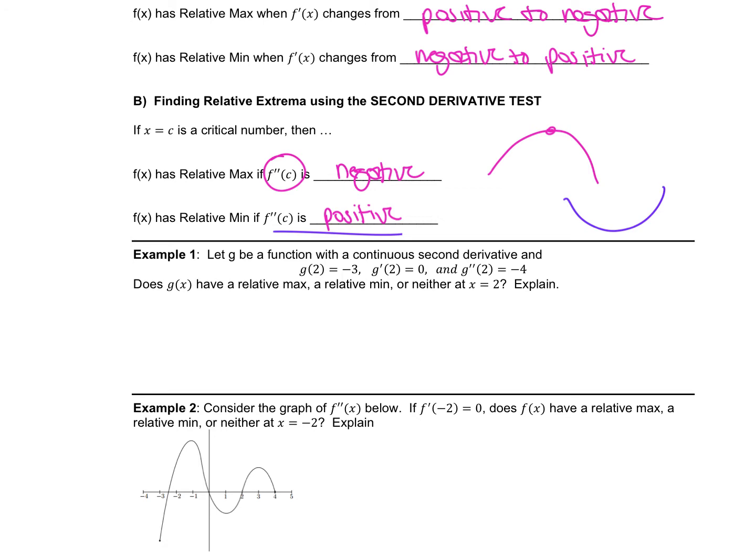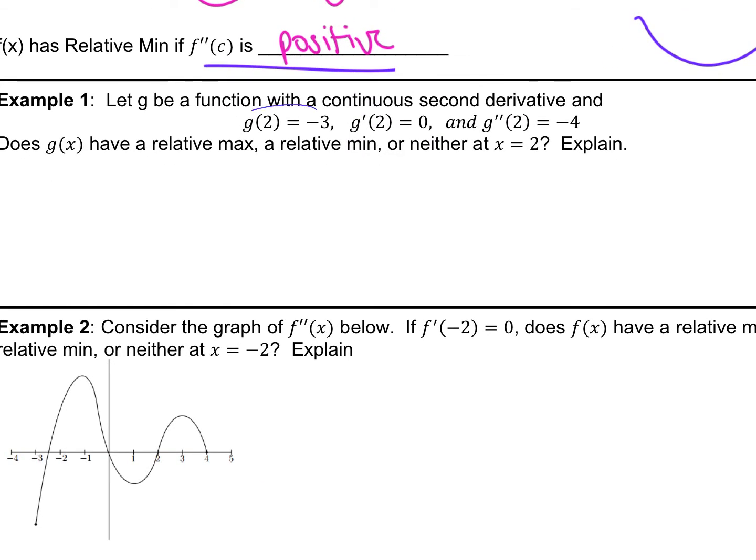If we are given original function g of 2 is equal to negative 3, then we're given g prime at 2 is 0. So that's a critical number. It's telling us 2 is a critical number, because it's the x when the derivative equals 0. So that's our critical number. Because it's a critical number, they've then gone on and told us the second derivative at 2 is equal to negative 4. This is pure second derivative test.